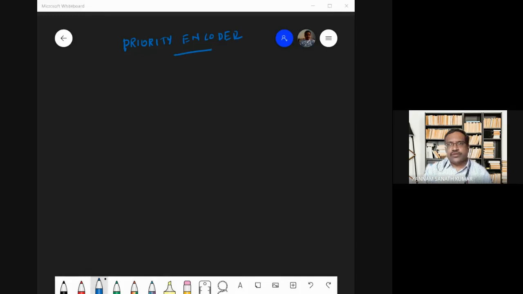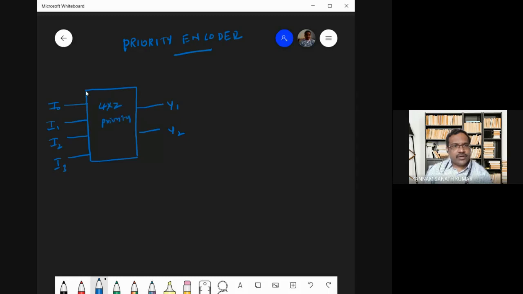Priority encoder means, if you see, this is the diagram for the priority encoder. We have four inputs: I0, I1, I2, and I3. You have two outputs, Y1 and Y0. So this is a 4 cross 2 priority encoder.